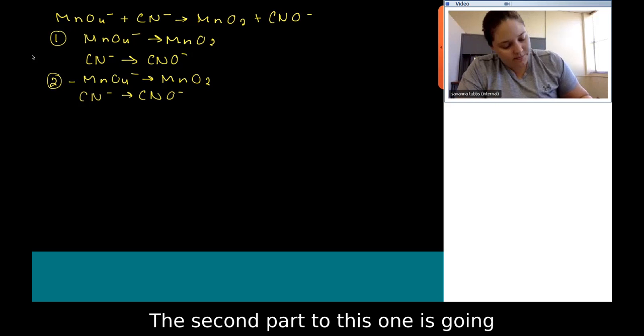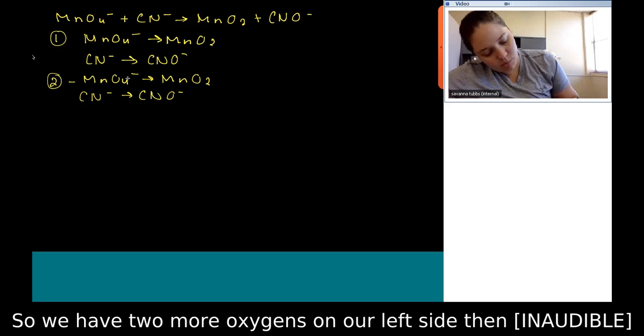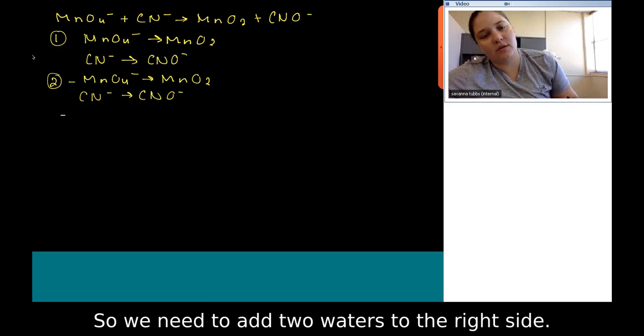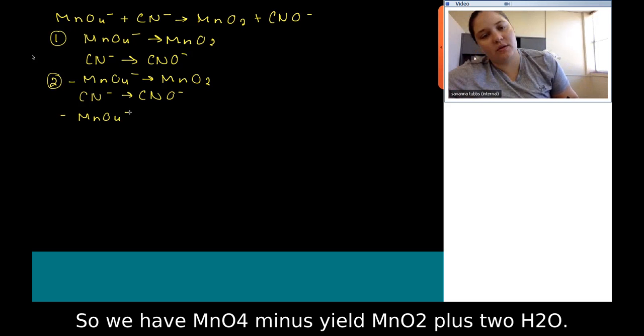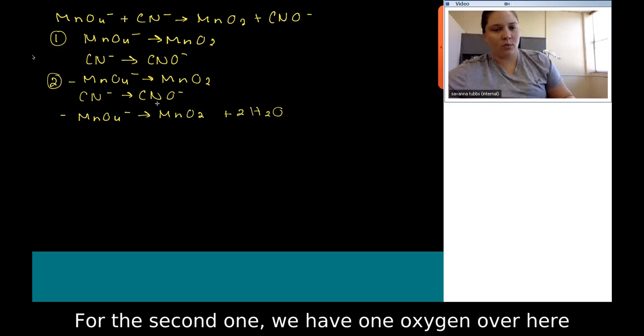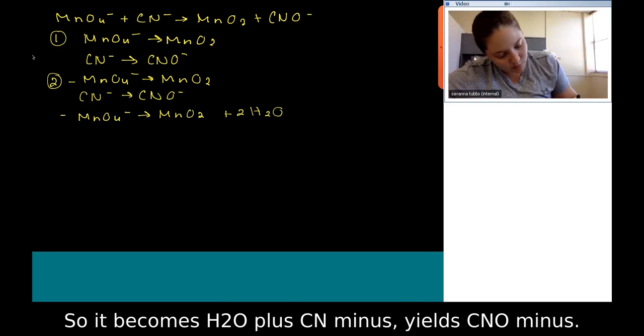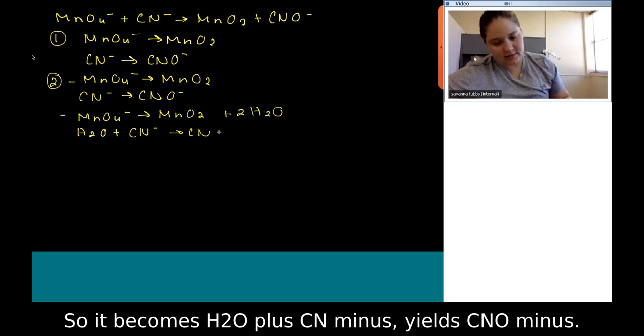The second part to this one is going to be to balance your oxygens by adding water. So we have 2 more oxygens on our left side than we do our right. So we need to add 2 waters to the right side. So we have MnO4 minus yields MnO2 plus 2H2O. For the second one, we have 1 oxygen over here and we have none here, so we need to add a water to the left side. So it becomes H2O plus CN minus yields CNO minus.